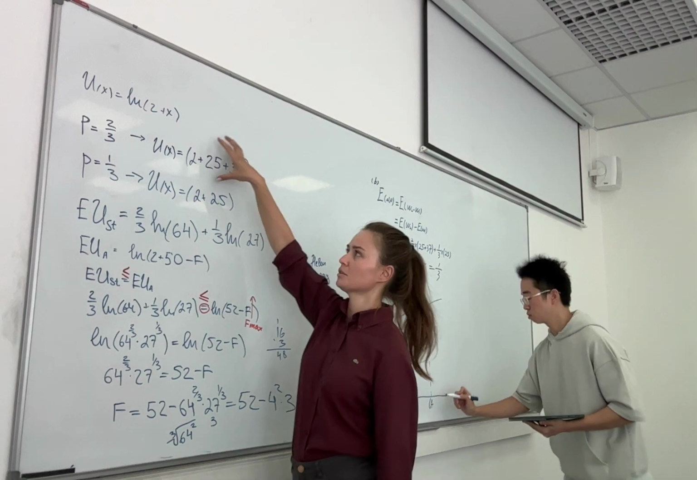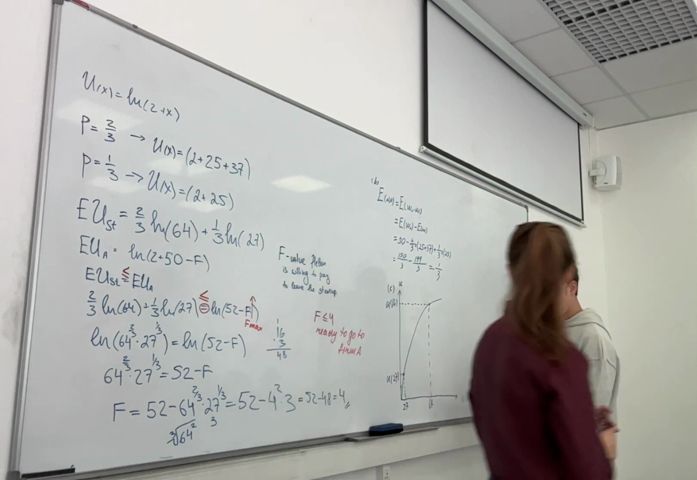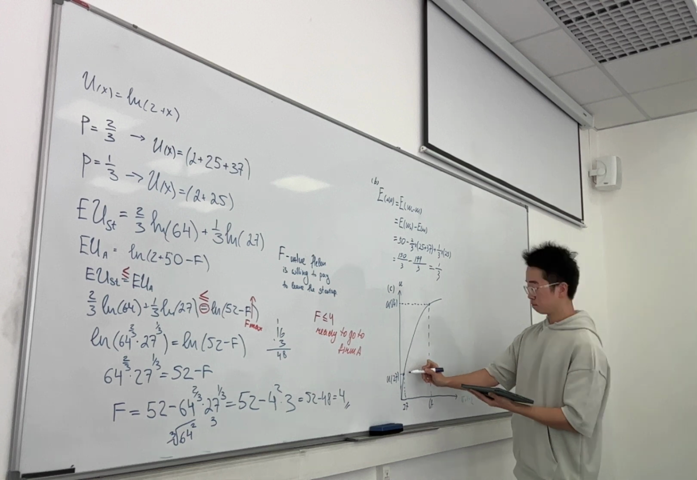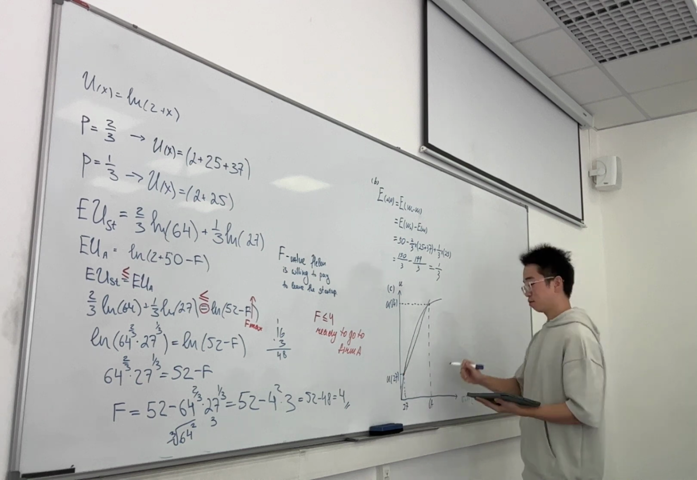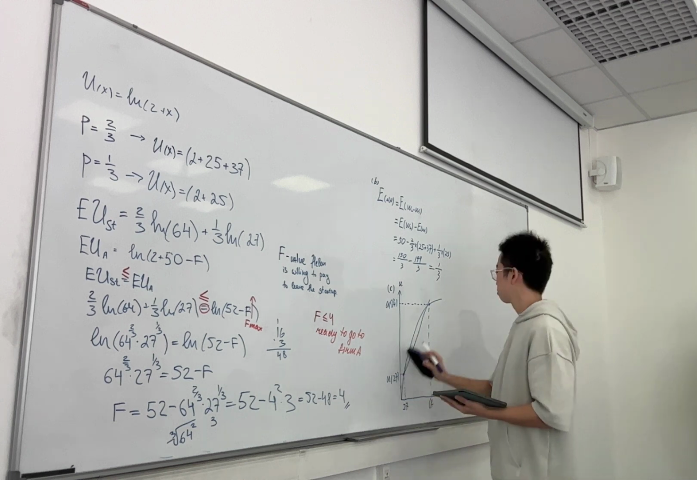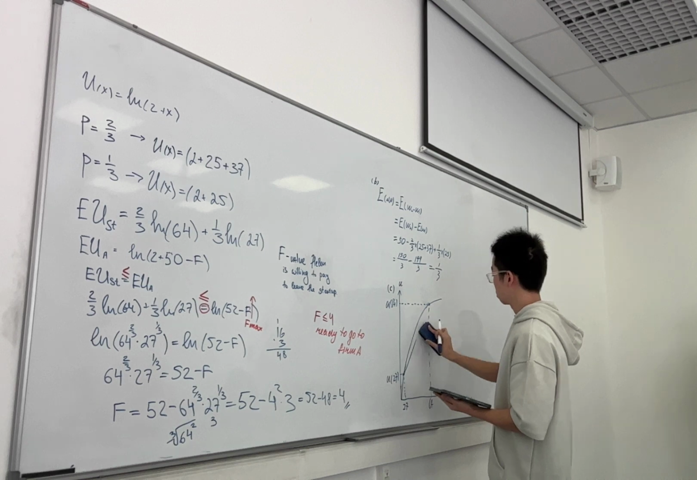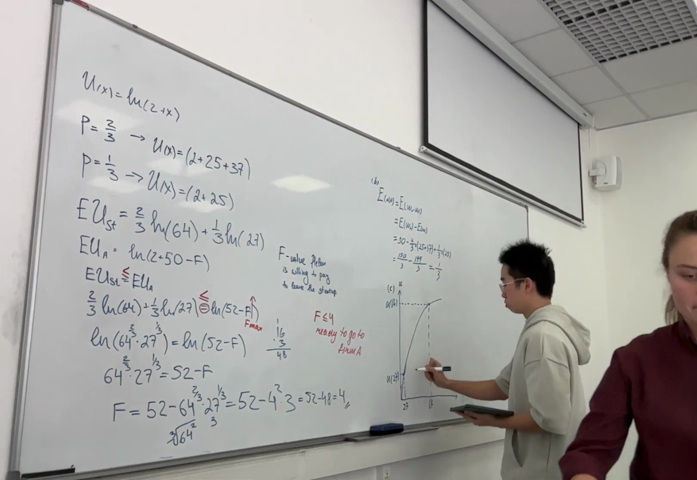Here is wealth in such a state of the world. Why do we not have an intercept at point 2 on the utility axis? Because we cannot have negative compensation x, since our minimum utility is 2. We are not going to go through the origin. You understand, right? One more time.